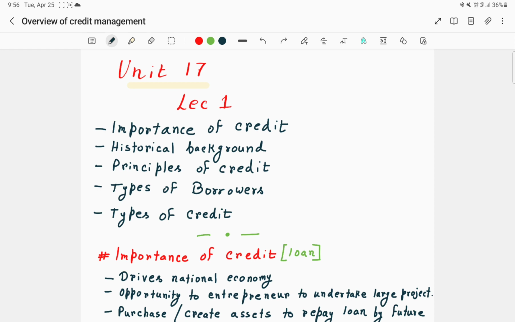Now, without further ado, let's start Module C Credit Management of ABM. This is Unit 17 and Lecture 1. In this lecture, we are going to talk about the importance of credit, the historical background of credit, principles of credit, the types of borrowers we have, and the types of credit we provide.